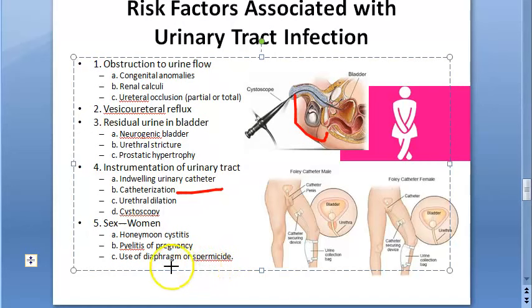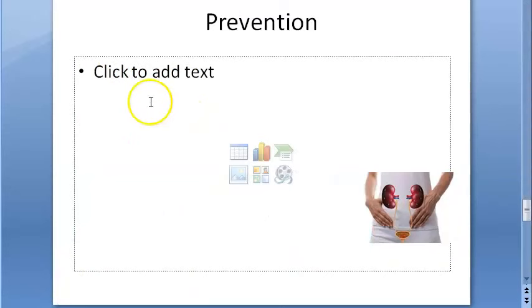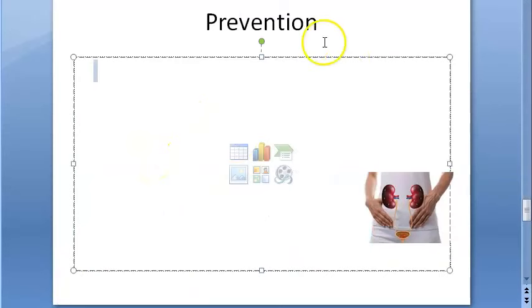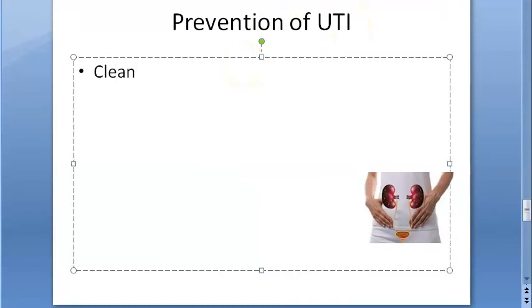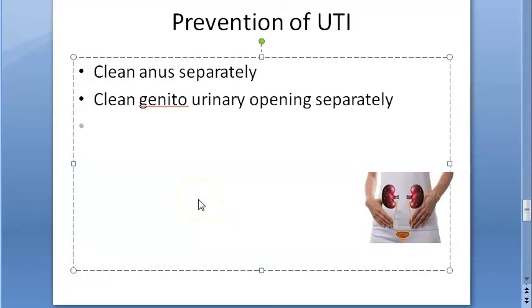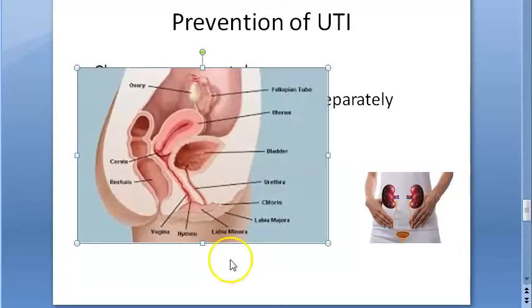Then what else? Hygiene becomes the main thing, right? So guys, as we told, this video is mainly for prevention of UTI, okay? So when you clean that area, touch that area, just make sure that the anus is cleaned separately, okay? And then clean the genitourinary opening separately. Do not go from behind to front, okay? That is when you are taking your germs to your urethra. So just make sure that you clean your anus separately.